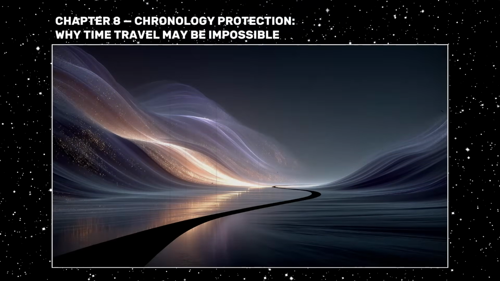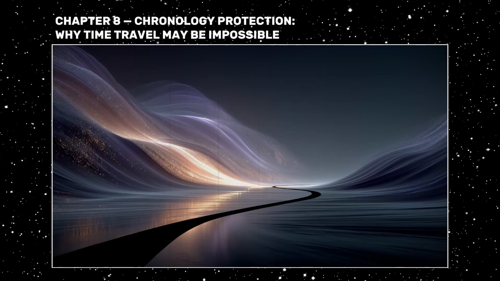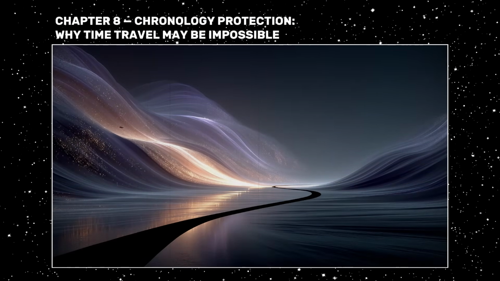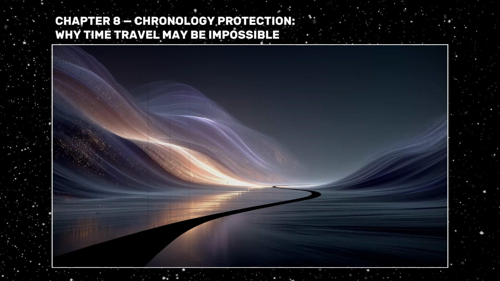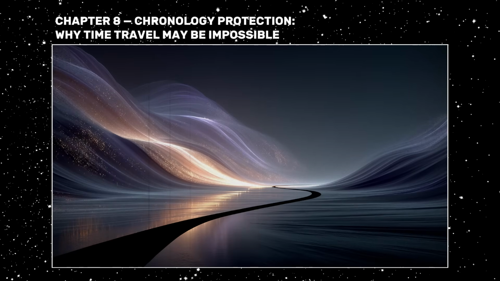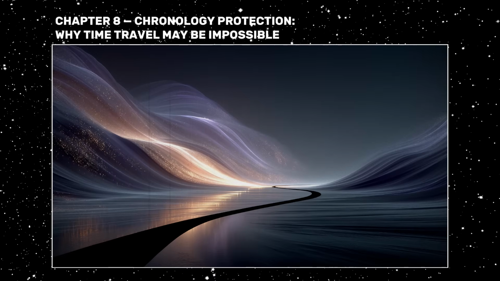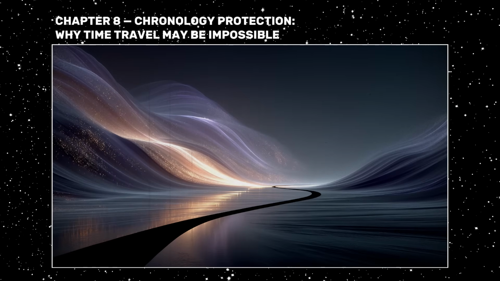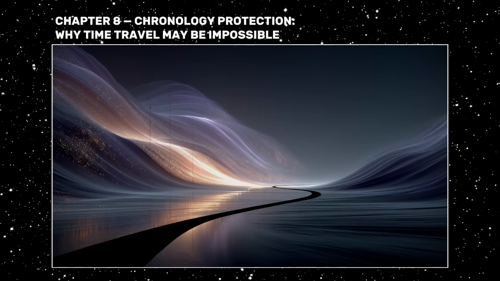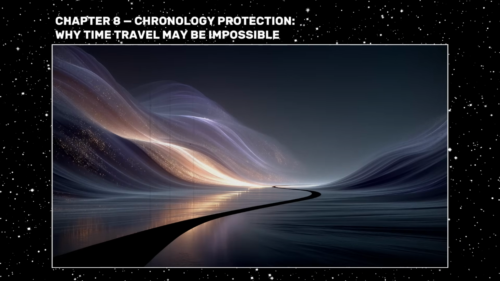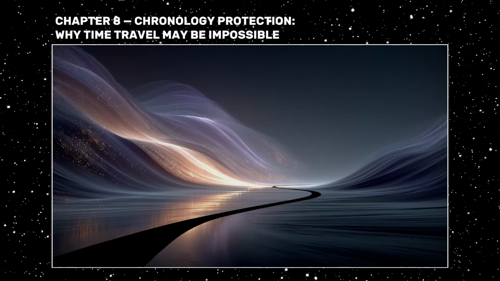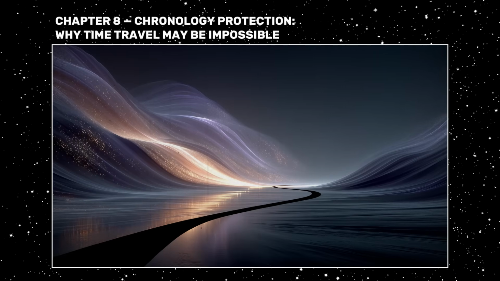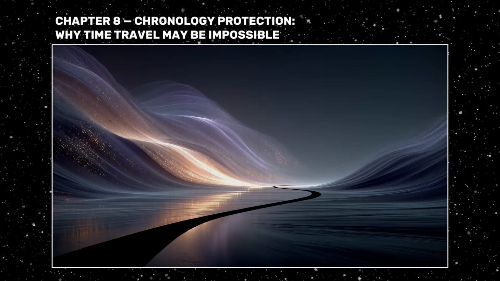Chapter 8. Chronology Protection. Why Time Travel May Be Impossible. Time travel has fascinated humans for centuries, long before Einstein revealed that space and time are flexible and dynamic. In myths and stories, people imagine revisiting the past or glimpsing the future, changing outcomes or fulfilling destiny. In physics, the concept is both alluring and troubling.